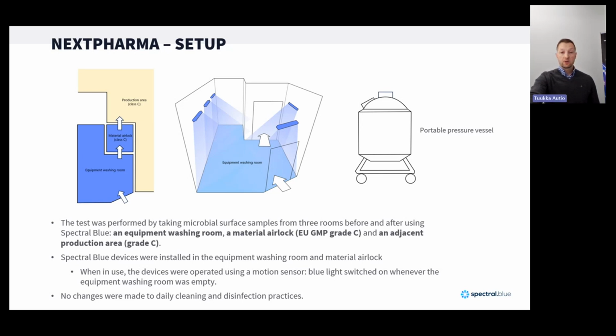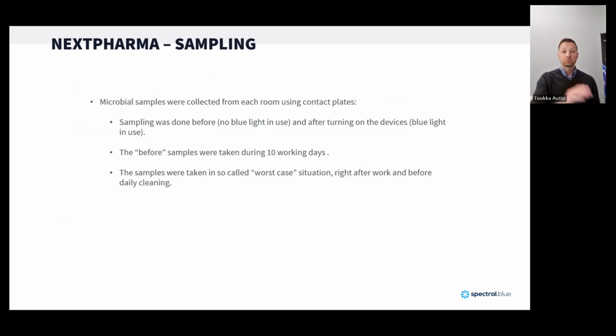And in this case as well, no other changes were made. They installed the blue lights, but all the same cleaning and chemical disinfection practices were kept the same. They took samples before and after installing the blue lights. The before samples were taken during 10 days, and they also took so-called worst-case situation testing, so that they sampled the room right after people had used it and before daily cleaning practices.